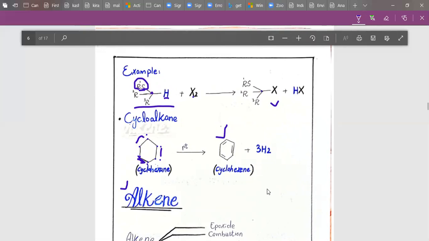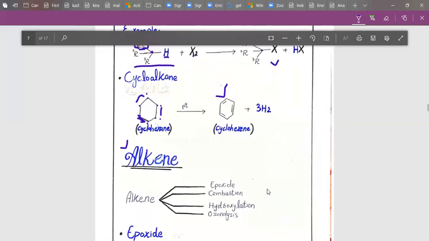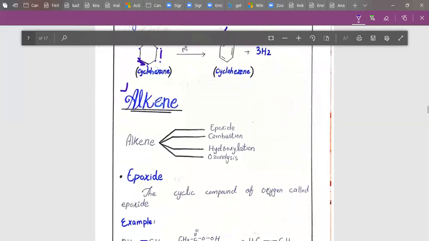Now the oxidation of alkane is finished. Now I can start the oxidation of alkene. Epoxide formation, combustion, hydroxylation, ozonolysis. All these reactions occur with the help of alkene.